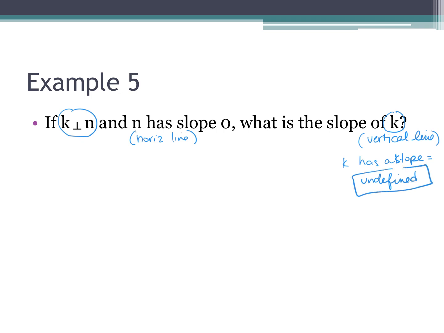So k, the slope of k is undefined. Remember that a zero slope and an undefined slope are perpendicular because they're a horizontal and a vertical line.